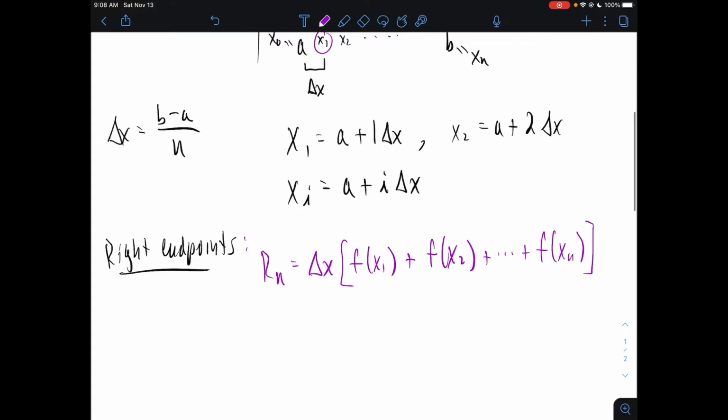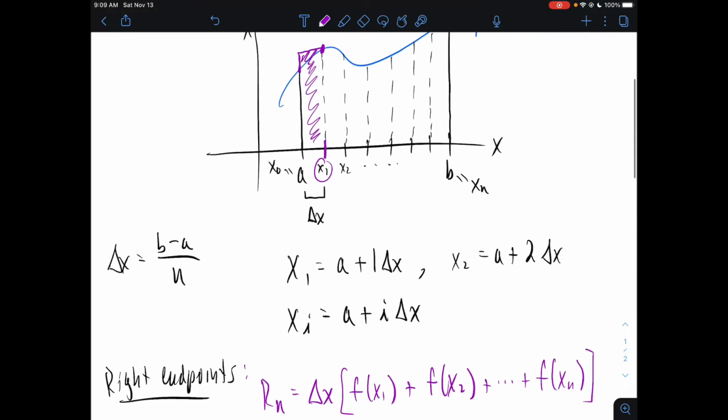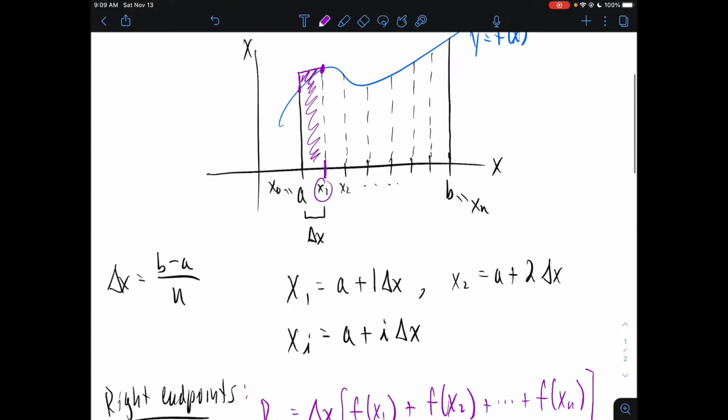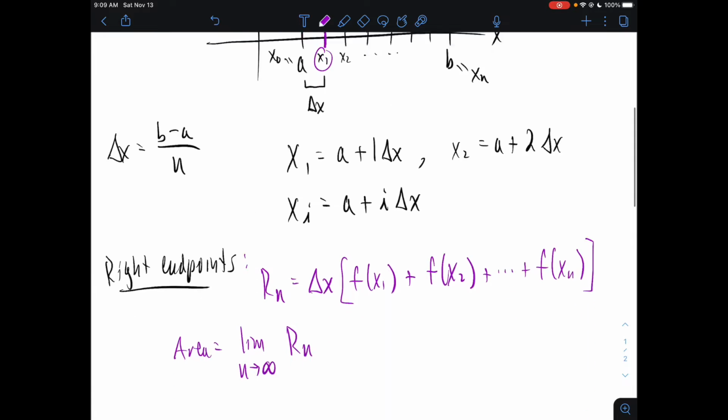So then the area is just the limit as n approaches infinity of that sum. While in my picture I only have a few rectangles, the idea is that we would like an infinite number of very small rectangles, and then we find each of their areas and add them all up.